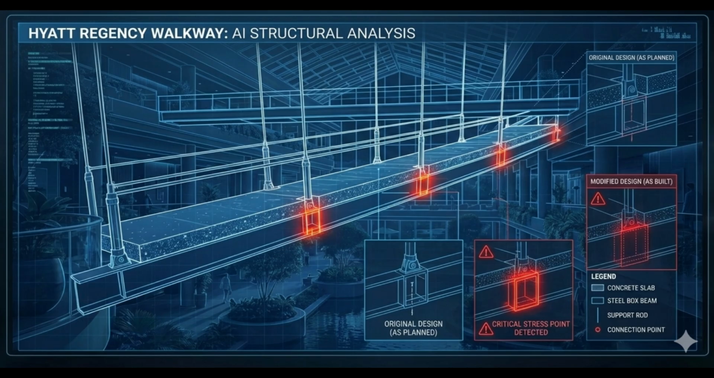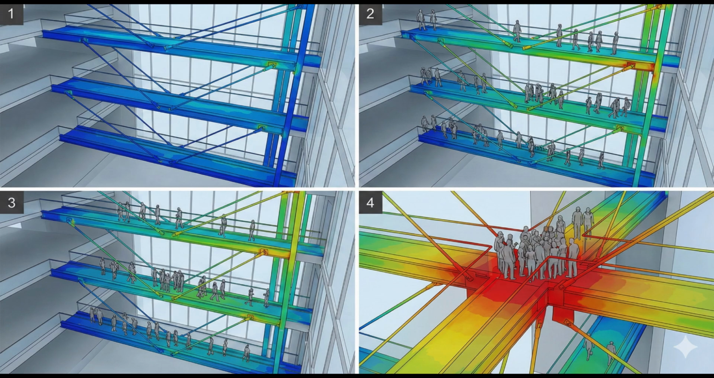Now add people. Modern computational tools allow us to visualize what happened at the structural level. Using physics-based simulation, we can recreate the stress conditions that existed in that connection on July 17, 1981. Let's start with the walkway under normal occupancy.